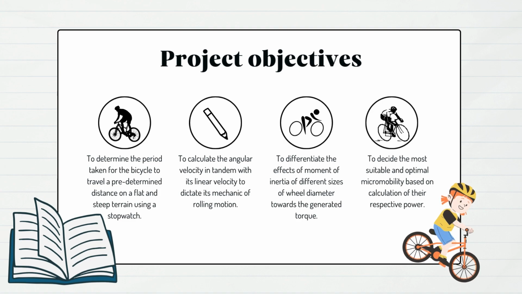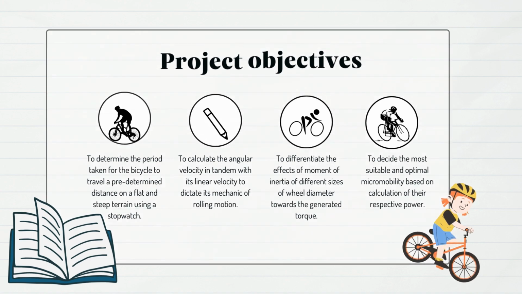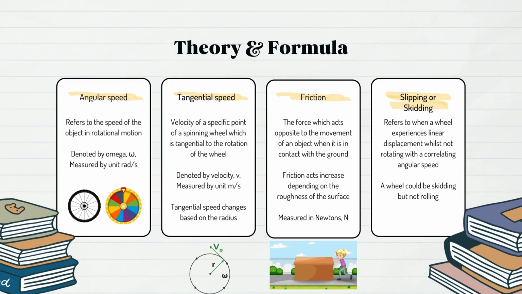Next, we want to dictate a wheel's mechanic of rolling motion by calculating its angular and linear velocity. We also aim to differentiate the effects of moment of inertia for different wheel diameters toward the generated torque. Last but not least, we will decide the most optimal micromobility based on the calculations for their respective power. Let us continue with the theory and formula.